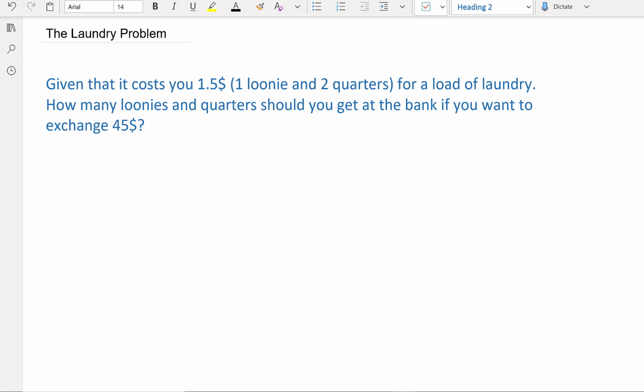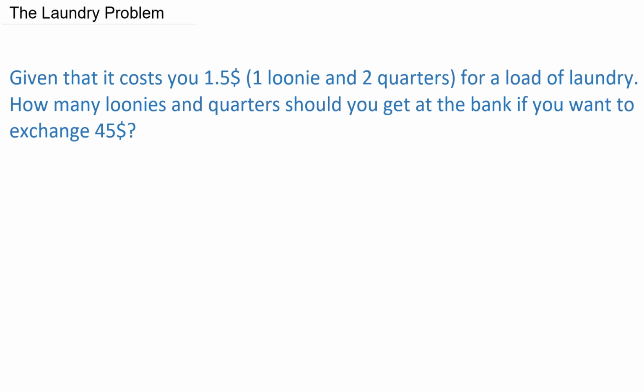So I want to challenge you to solve my problem. Given that it costs $1.50, and this is specific because the laundry machine has specific slots, so you can't put 6 quarters. It would have to be $1, a loonie, and 2 quarters for each load of laundry.